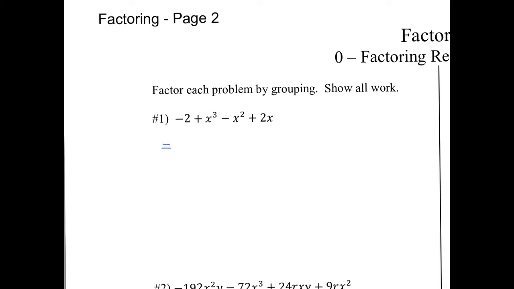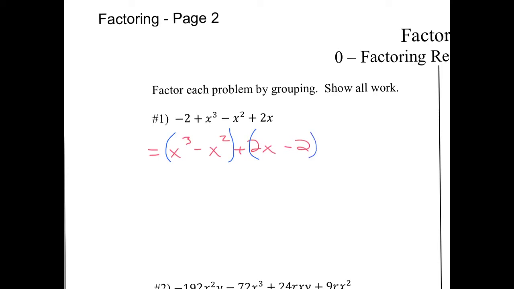So I'm going to have x cubed minus x squared plus 2x minus 2. The exponents are in descending order, 3, 2, 1, and then 0. Leading coefficient is positive, so I can continue to factor by grouping. I'm going to group together the first 2 terms and the last 2 terms.